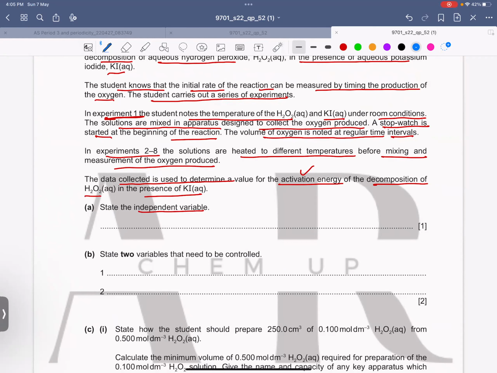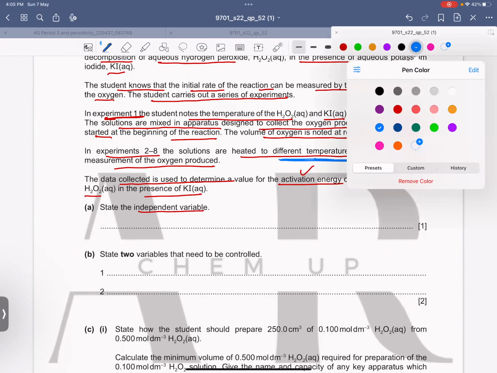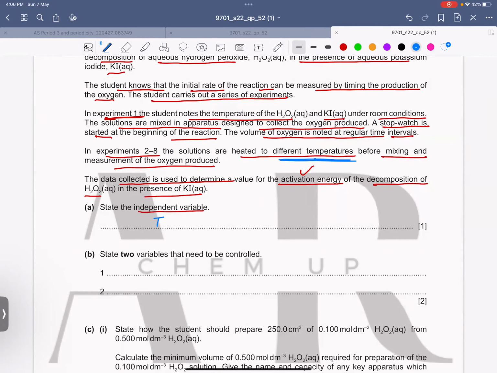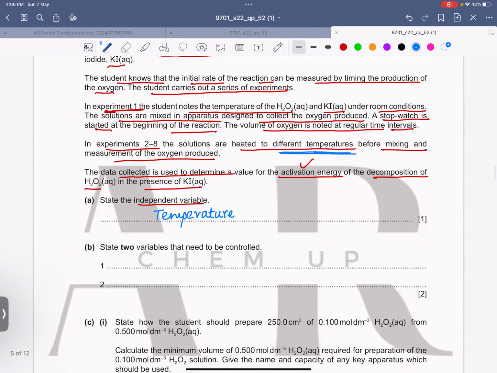Temperature, very good. So we are doing the reaction at different temperatures, right? So it means that temperature is the independent variable for this experiment. Now, next part, state 2 variables that need to be controlled.